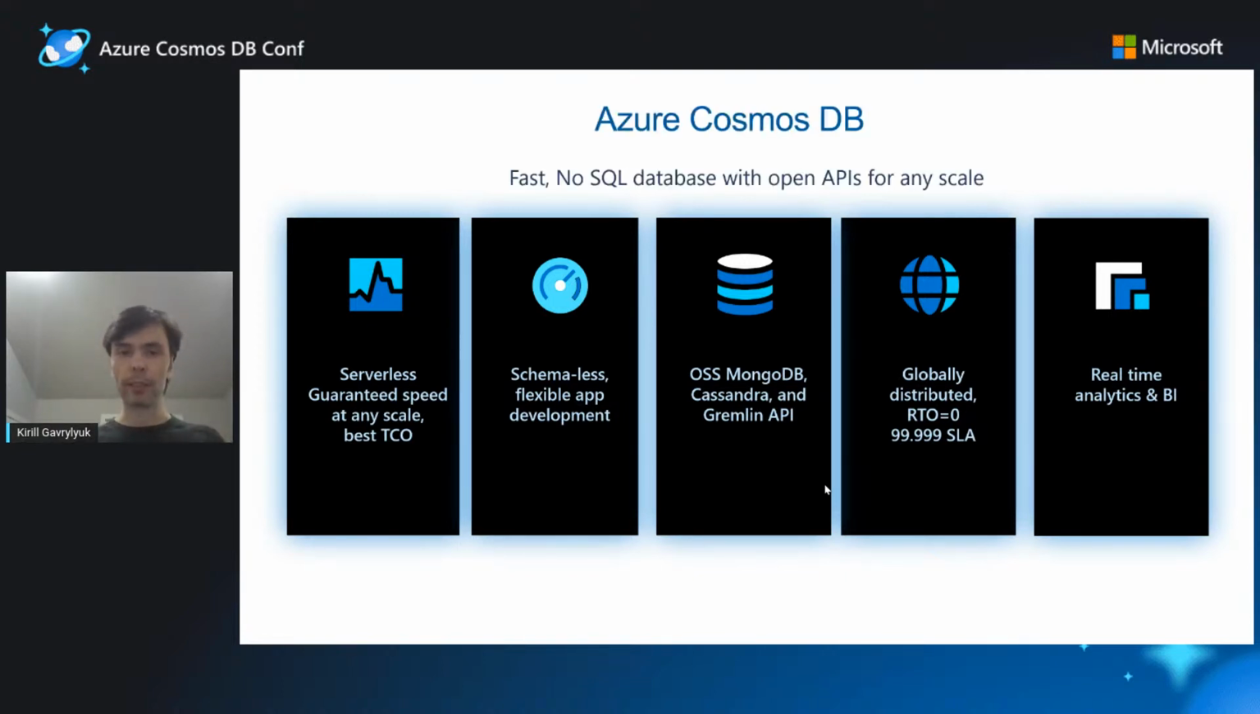Now we have this database. Many of you are using it today. It's called Azure Cosmos DB. It's a fast NoSQL database with open APIs for any scale. Now we'll walk through a few of the updates on where we're taking this database forward. We'll talk to a few folks that use the database today and share their experiences and patterns.